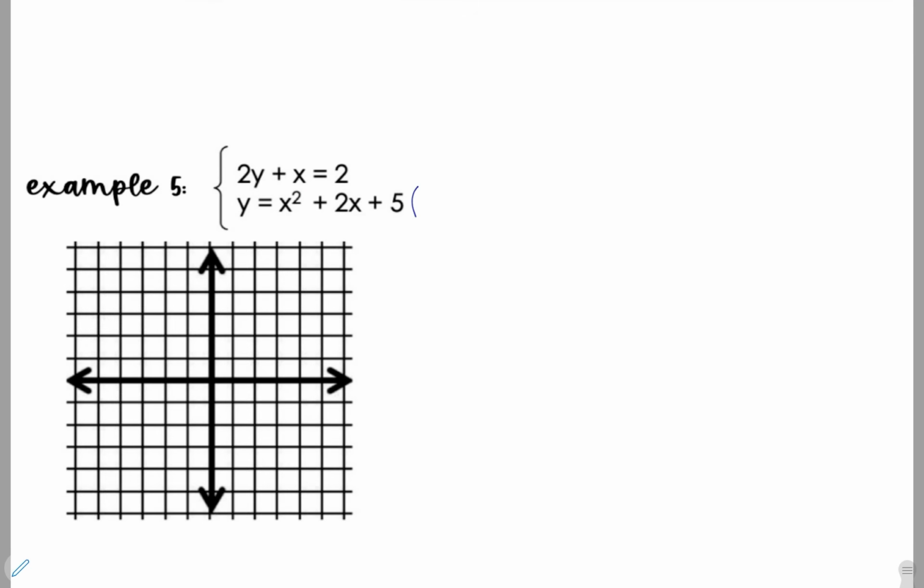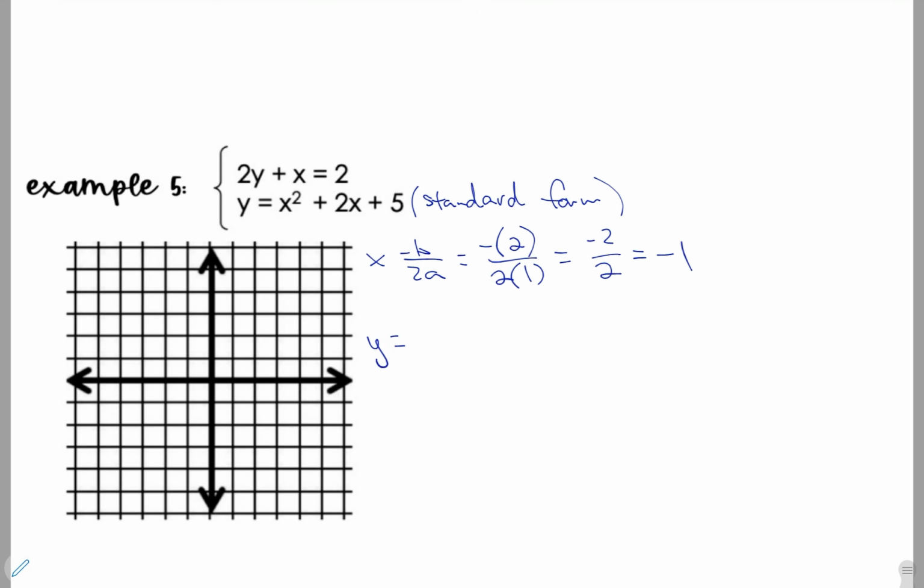This one here is in standard form, so we're going to have to find the vertex. The vertex is going to be -b divided by 2a. In my calculator, I'm going to type in -2 divided by 2 times 1, which is -2 over 2, which is -1. And my y value is going to be the original equation, x squared plus 2x plus 5.